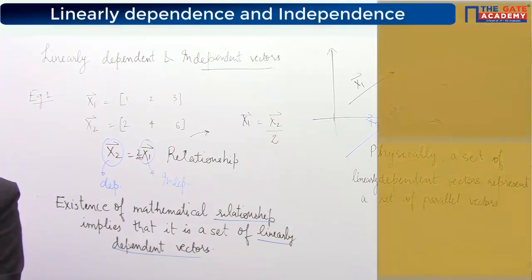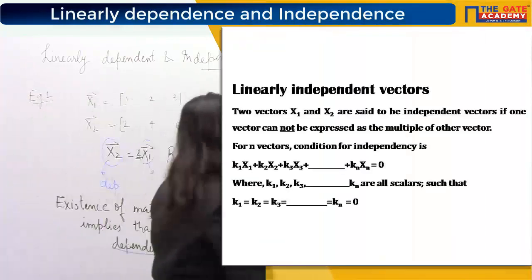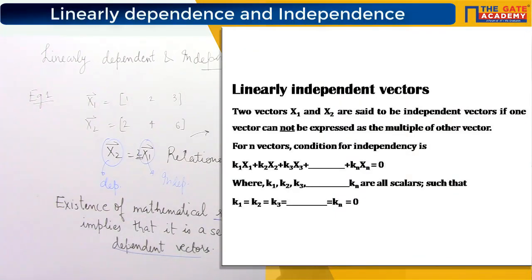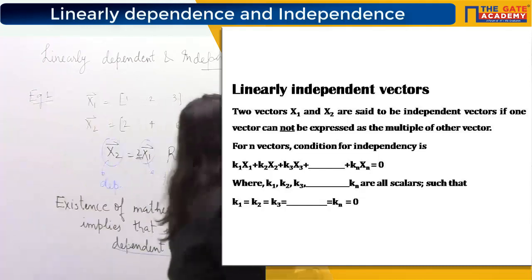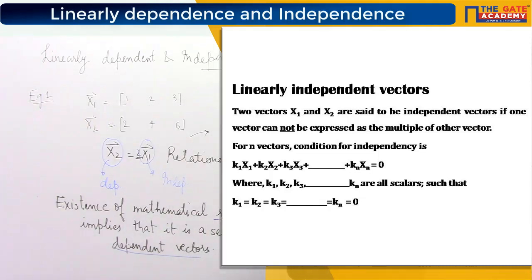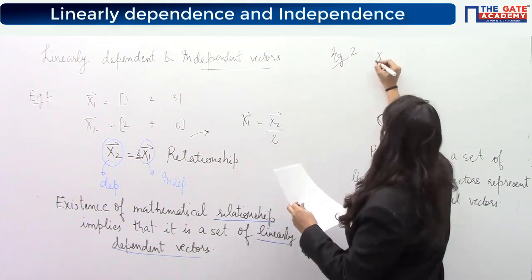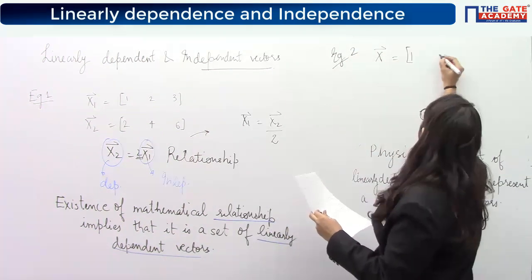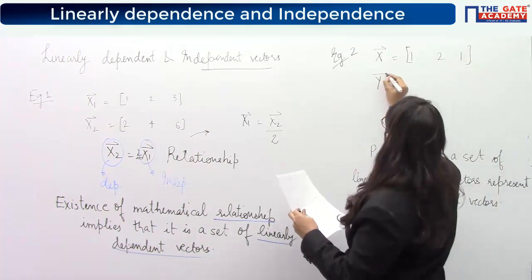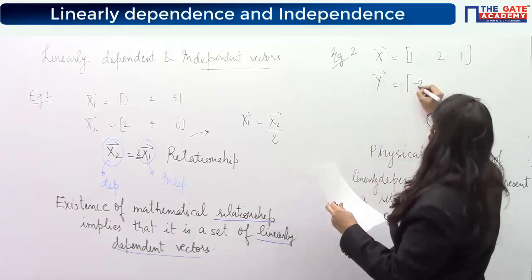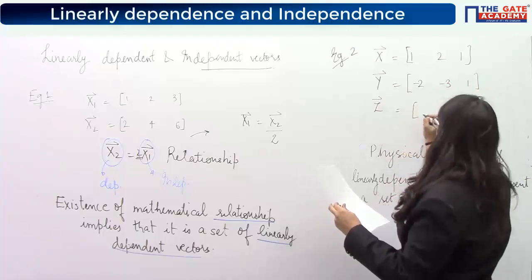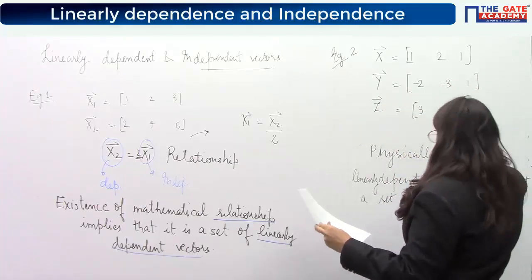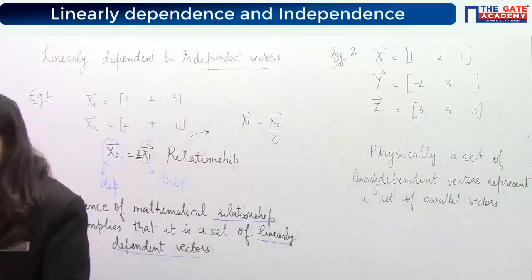Okay, so now let's take another example. But this time I'm not taking just two vectors, I'm taking three vectors. Look at these vectors carefully. So write it as example 2, and the three vectors that I'm going to take are these. Okay, these are the three vectors.